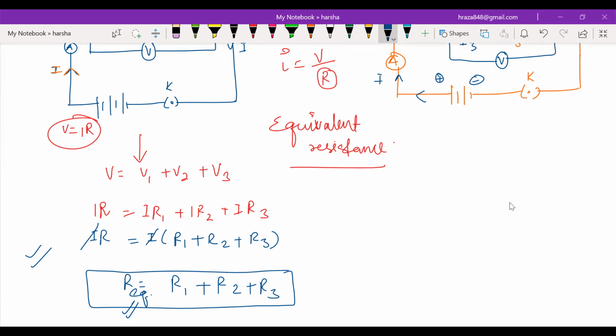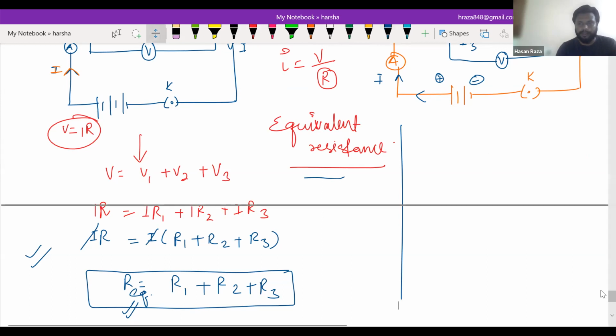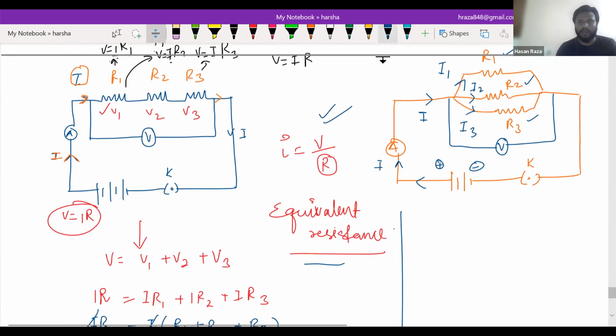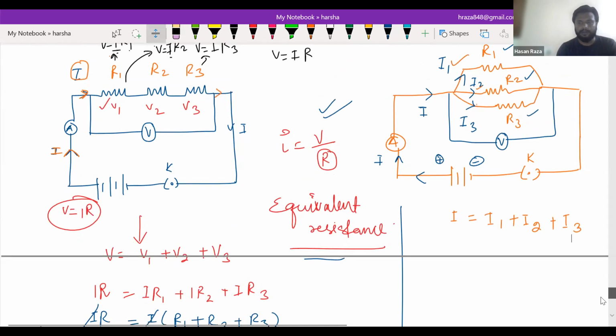Yes, sir. Okay, now see how to calculate equivalent resistance in parallel. So we know, as I just showed you, that current I is divided into three parts: I1, I2, and I3. So can I write this as I is equal to I1 plus I2 plus I3? Can I write this? Yes, sir.